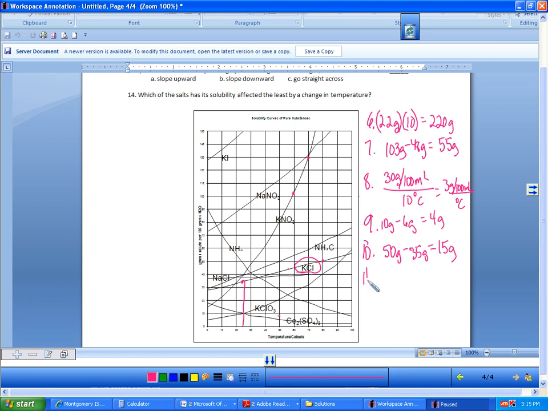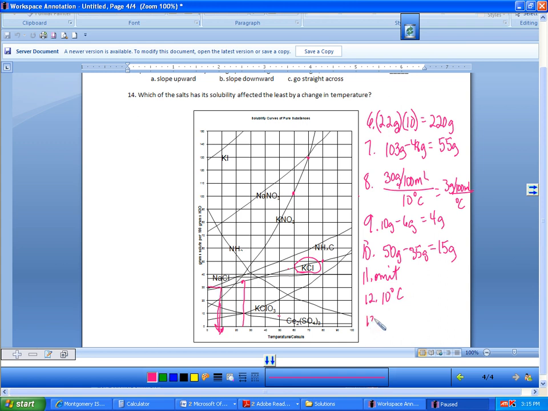Okay, number 11 we omitted because we didn't care for the question so much. Okay, number 12 said, what is the lowest temperature at which 30 grams of KCl can be dissolved in 100 milliliters of water? So I'm going to find my KCl, which is still that same thing. 30 grams would have been about right there, so I'm going to read over and go down. It looks like it's 10 degrees Celsius.